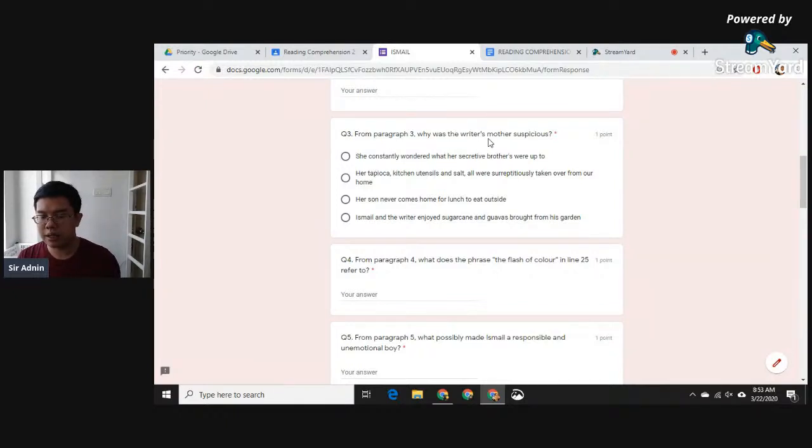We know that right now that paragraph 1 is talking about Ismail, paragraph 2 is talking about Ismail's father, paragraph 3 is talking about the writer's mother. So you know that now their family is sort of connected in a way or intertwined. Maksudnya mungkin diorang paragraph ni cerita pasal dua-dua ni punya keluarga lah.